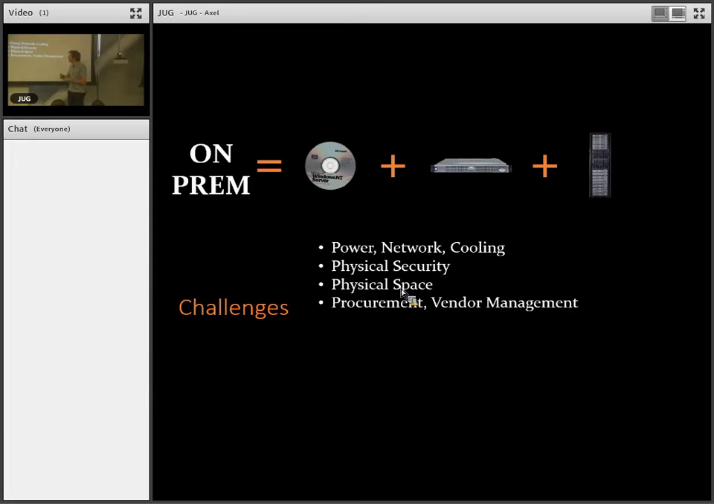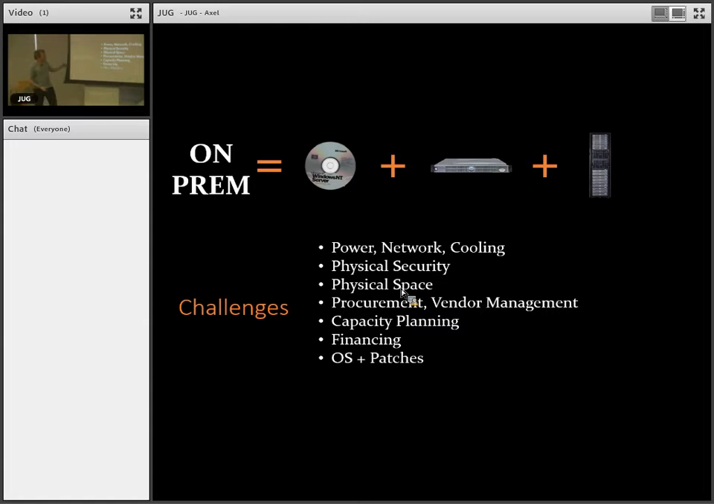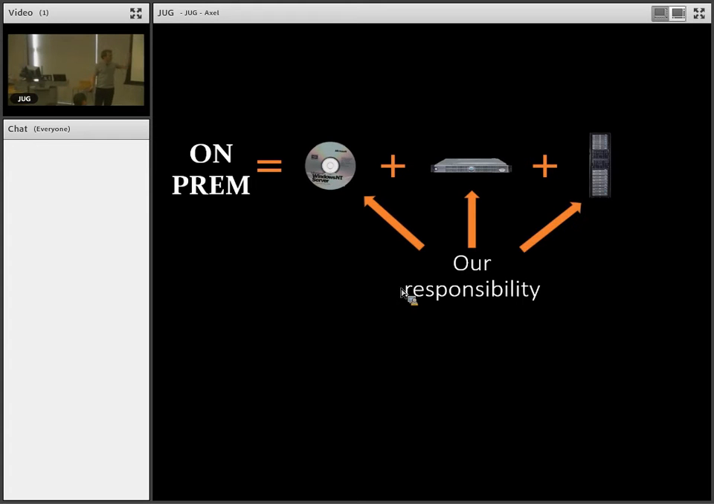And then you get all the challenges, of course, dealing with your vendors and waiting for a couple of weeks for things to arrive. You need to plan the capacity a long time in advance. You need to have the budgets ready and approved and all the financing up front. And only then do you actually get to the software side of things. And you start dealing with the OS and the patching and eventually the application and the updates. So what we have here is really a whole lot of responsibility.